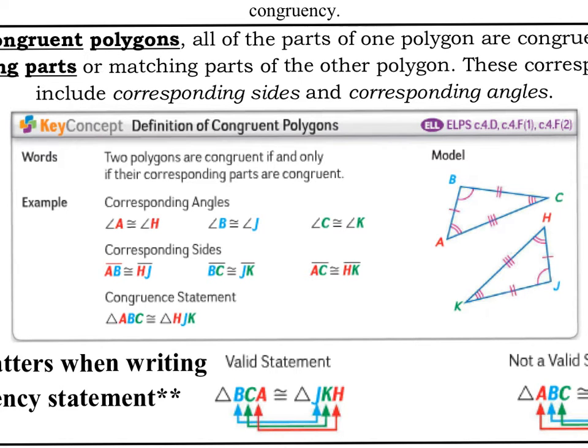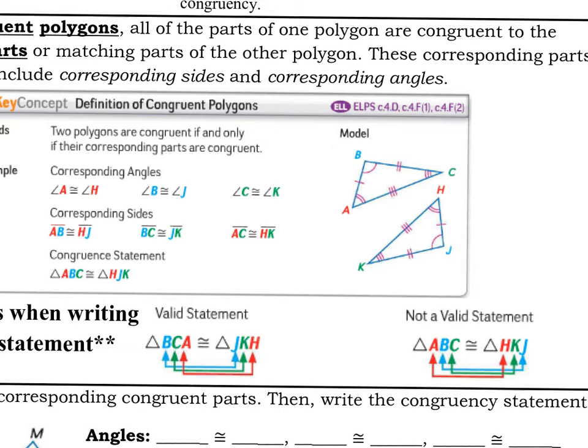So I could have said triangle BAC, and that goes 1, 2, 3, and then I would have to say is congruent to triangle JHK. So just make sure you get the order correct when you're writing your congruency statement. See how this example of not a valid statement says ABC, that goes 2, 1, 3, is congruent to HKJ. That goes 2, 3, 1. See, so that's the wrong order. Everything needs to match up, so to speak.